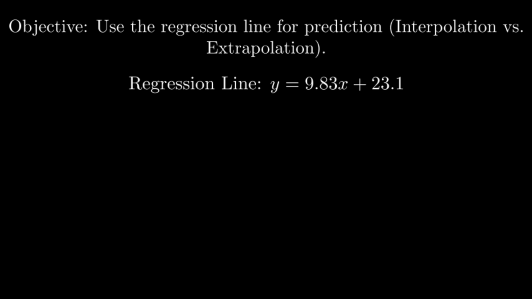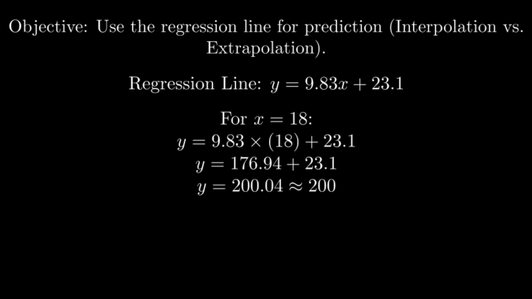Let's try an example. What if we want to estimate the value of y when x is 18? We substitute 18 for x in our equation. This gives us 9.83 times 18 plus 23.1, which calculates to approximately 200.